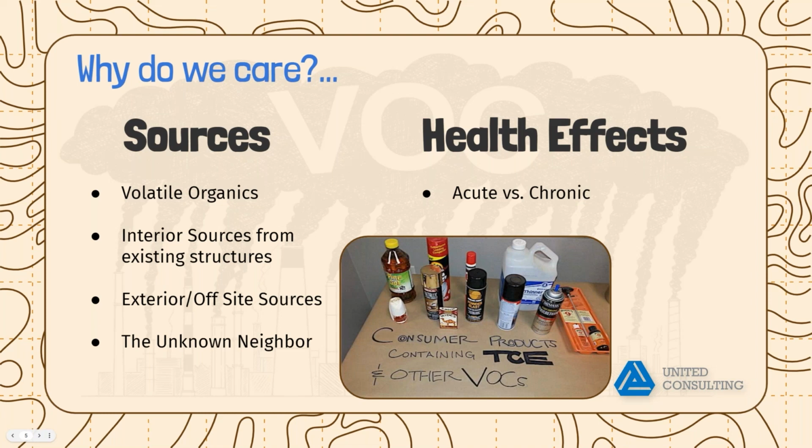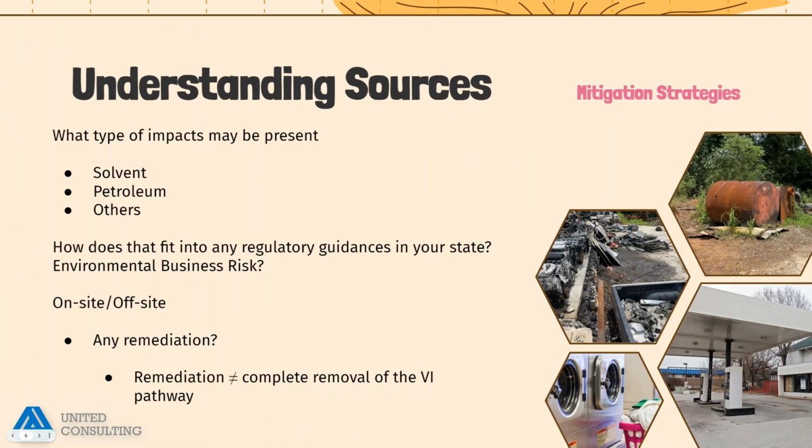And then lastly, but as important, the unknown neighbor. Whether you're developing near a busy roadway, highway, or a large industrial building, can you predict the potential future risk to your development or existing property from chemical releases? Will your occupants be safe without mitigation? Understanding the source allows us to understand the appropriateness of mitigation technology we select.